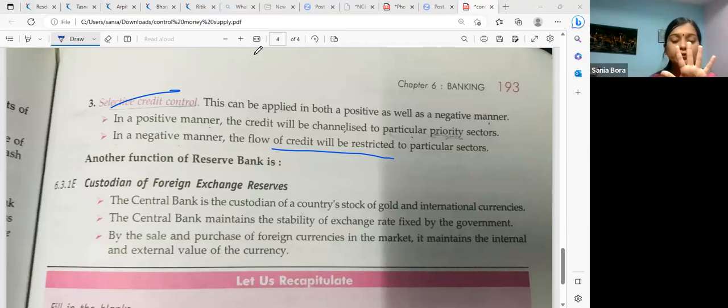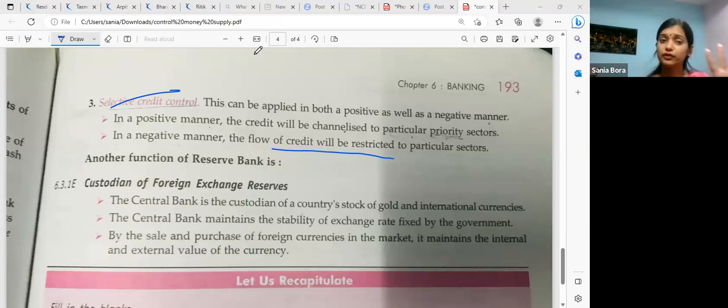So over here, what are they going to do? 20 rupees for everything, right? But during the COVID time, the health sector needed more money. So what I did, 50 rupees to this and the rest of the money to the other sectors. So this is what I'm doing. I am knowingly putting some money in a priority sector. So that is basically the positive manner.